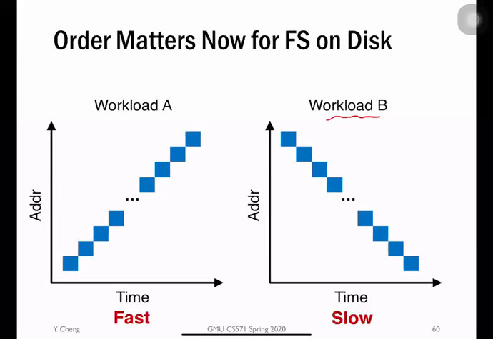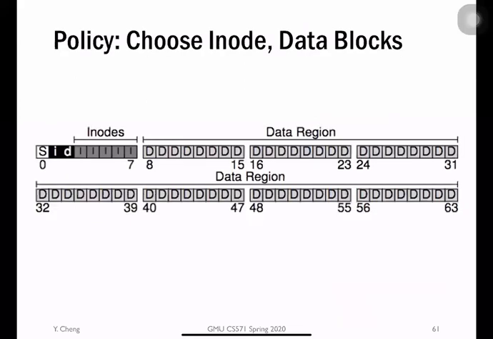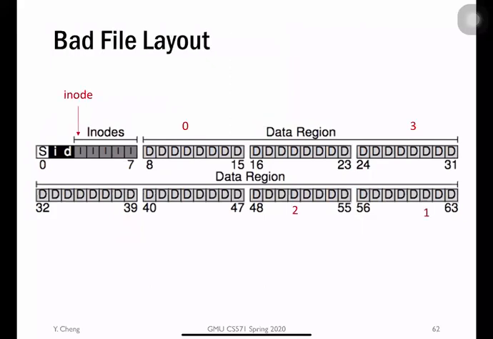Okay, so that means the order does matter for file system access if the file system is sitting on top of a hard disk drive. So another interesting topic is how to choose the data layout, how to choose the data placement strategy with regards to placing inode data and the data blocks. Basically, the data placement policy.